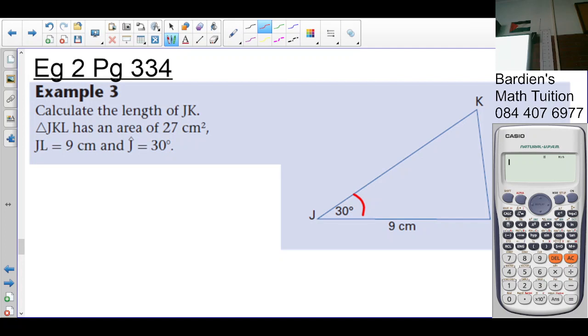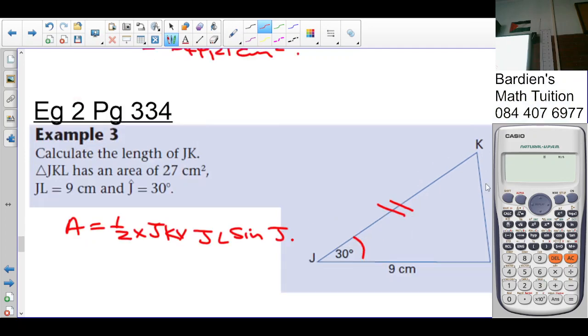Using the area formula, right? Now remember, we have two lengths and an included angle. That's what we need. The one length is what we need to calculate. We've got the other length and we've got the angle, and we have the area. So the area is equal to what in this case? Half JK times JL sine of angle J.